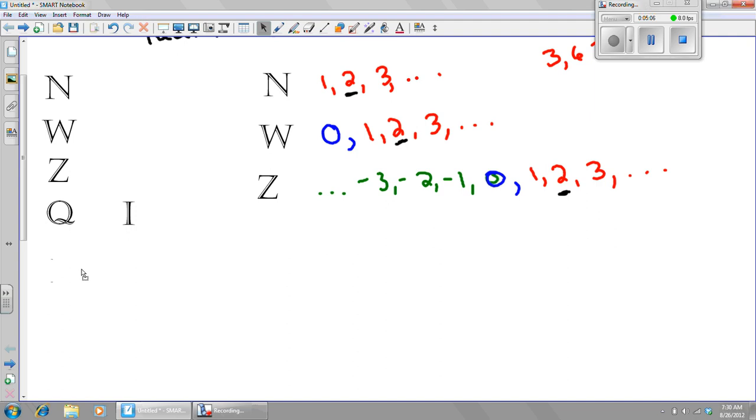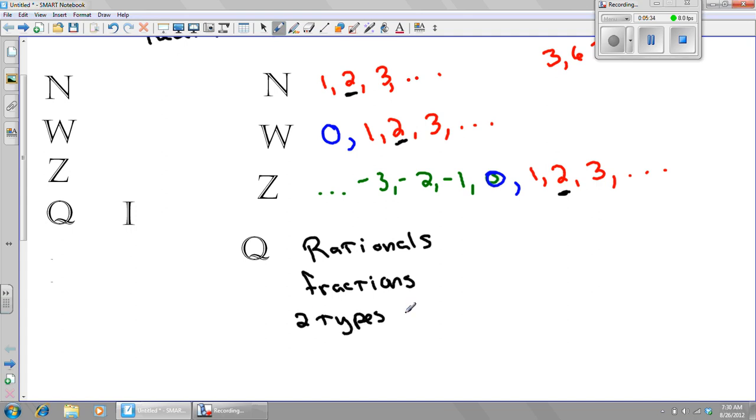And first, this is the rationals. The rationals include all the numbers above, but they also include all fractions and two very special types of decimals.